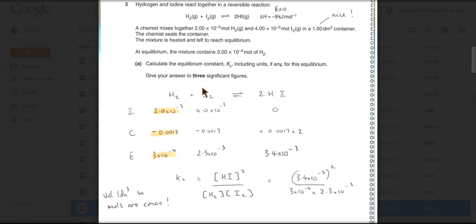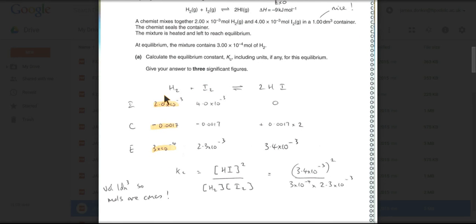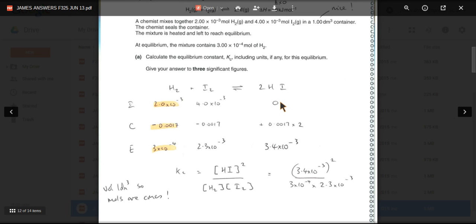Okay, so here's my way of doing these. If you've watched the videos you'll know exactly what I'm doing here. So there's the equilibrium. And we were told there were 2 times 10 to the minus 3 moles of this, 4 times 10 to the minus 3 moles of this. So at the very start there wouldn't be any of those. So the I stands for initial moles.